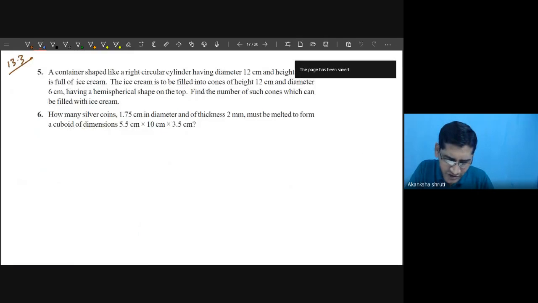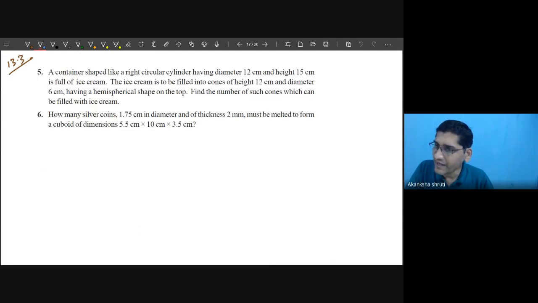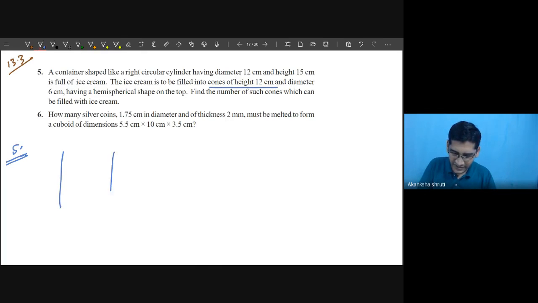Even questions number 5 and 6 are very easy. Are you getting what is there? A container shaped like a right circular cylinder having diameter 12 meter and height 5 meter is full of ice cream. The ice cream is filled into cones. Are you getting? So the cone is there. I'm just giving you the hint. I will not solve the entire one. So it is given that a cylinder is there.